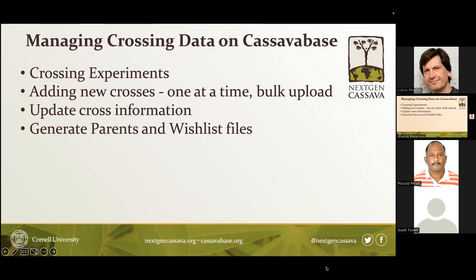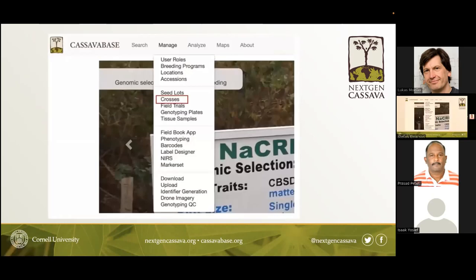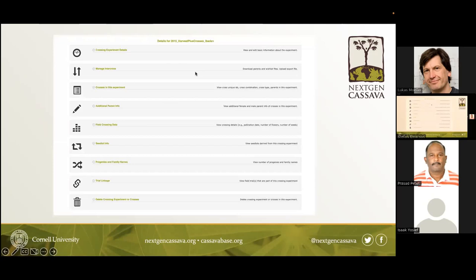Additionally, this crossing page allows you to generate the parent and wishlist files that can be used for crossing data collection using InterCross, which I will show you in my next slides. This is where you can start. You go from Manage to Crosses. After you create a crossing experiment, you can see the details for each one. I hope this is visible for everyone. You can get complete crossing details, and manage InterCross by downloading or uploading your InterCross files here. You can view, add or edit crosses in the experiment, or get more parental information, as I mentioned, like from which particular plot.